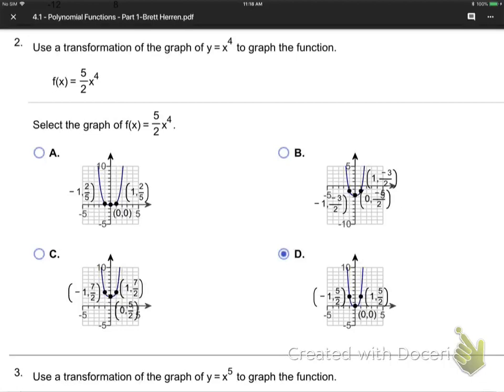All right, let's try that one. I'll try that one. So plug into your function there.